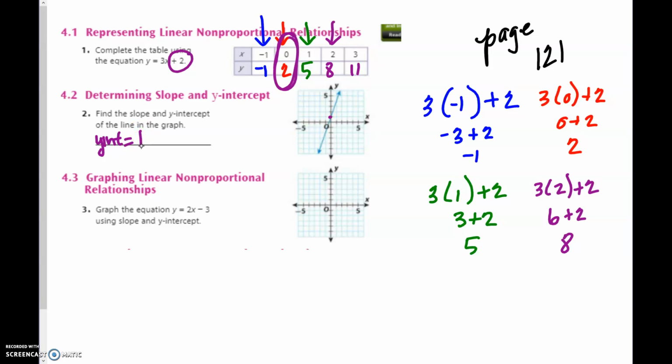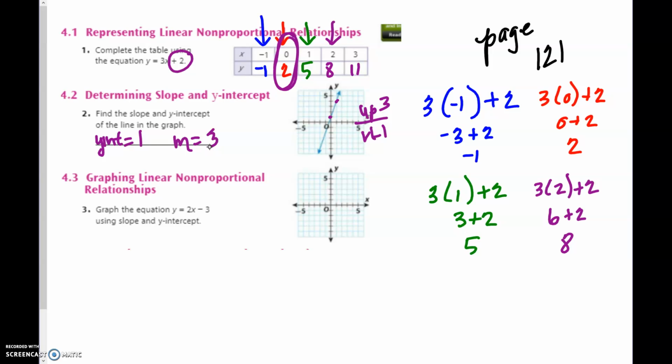All right, so we have that point. Now, where is another point on this line that is exact? And I'm going to count that point right there. We're starting at 1, and we're going up 1, 2, 3. So it goes up 3, and then it goes right 1. Well, 3 divided by 1 is 3, so the slope is 3.